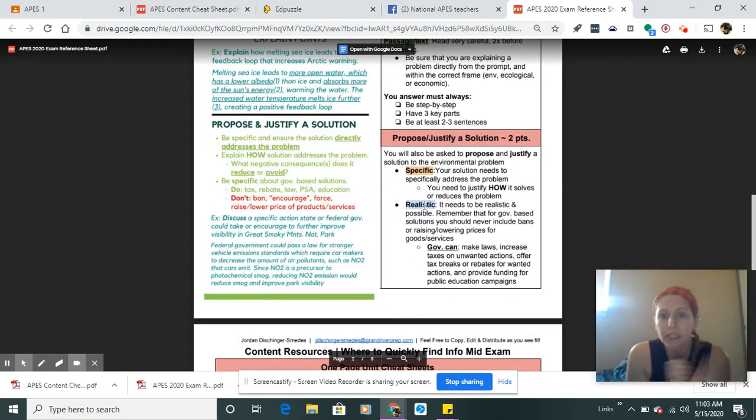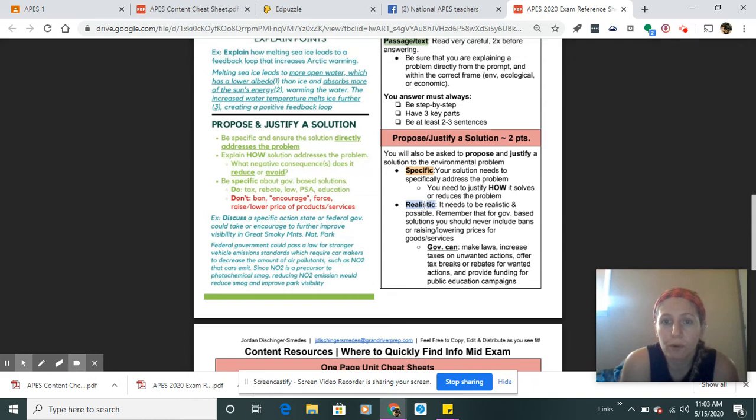This last part is going to be to propose and justify a solution to a problem. So again, just like the one before it, you are going to have to be really, really specific and justify how that would reduce the issue at hand. Also, we talked about this. It has to be realistic.